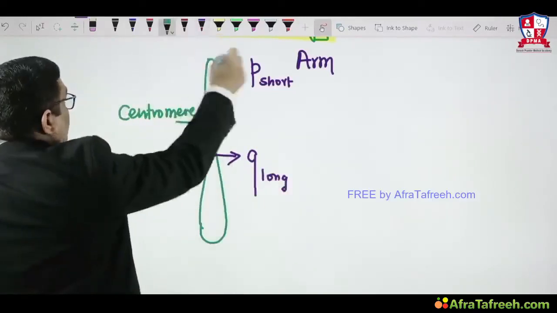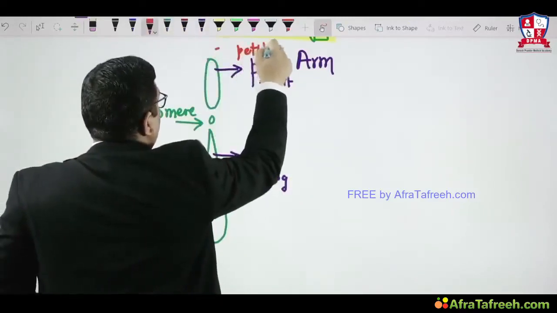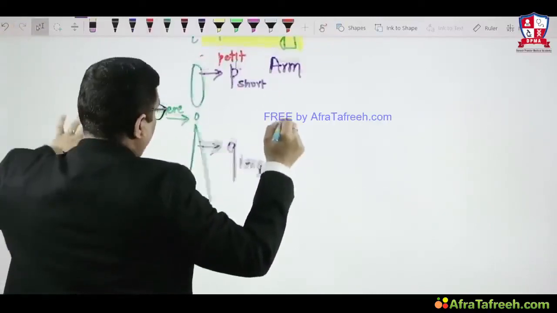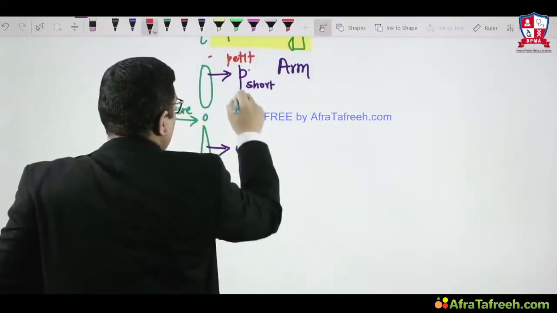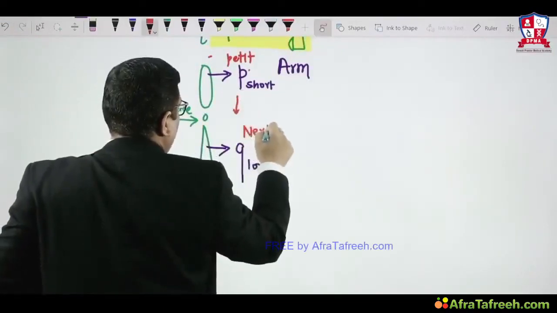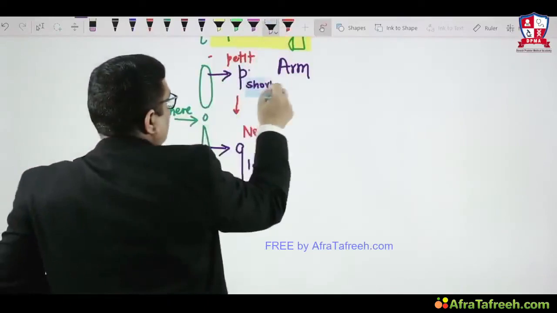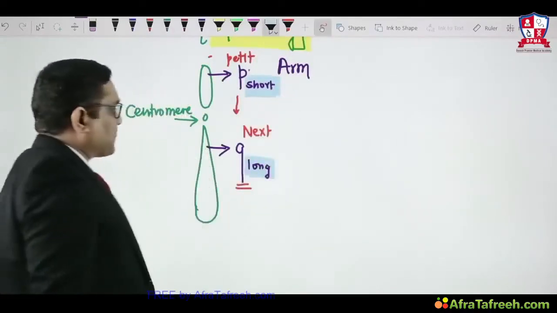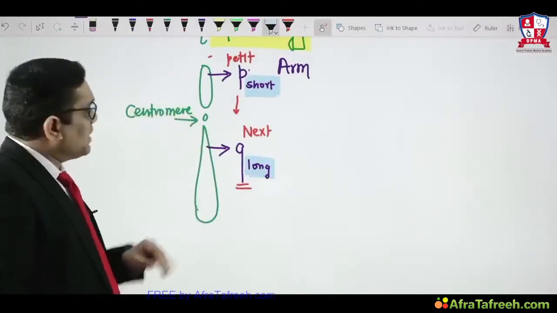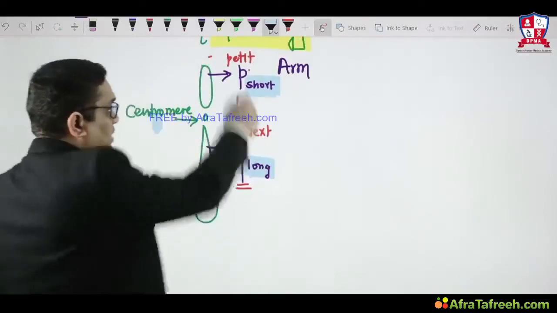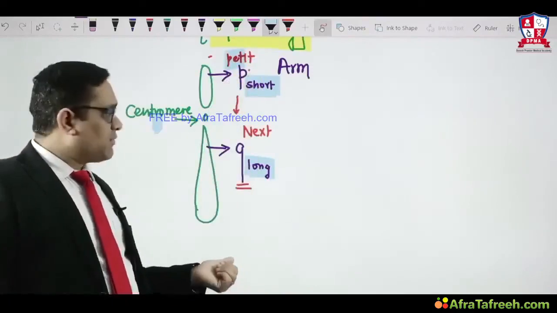Remember, P stands for petit, and Q is the next alphabet after P, and that is why we use the term Q. Always remember this point: short arm is P, long arm is Q. On the basis of the centromere, we have divided the chromosome into short arm and long arm. P stands for petit, and Q is the next alphabet to P, that is why it has been given the name Q.